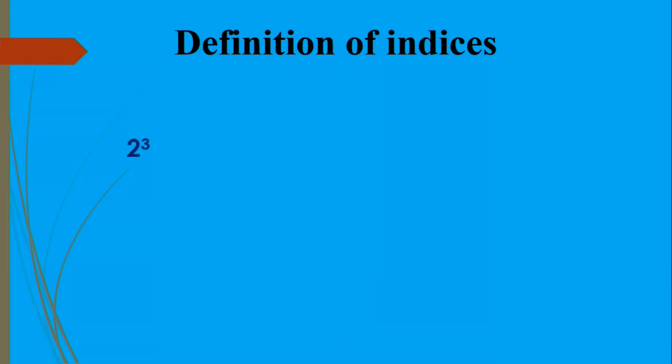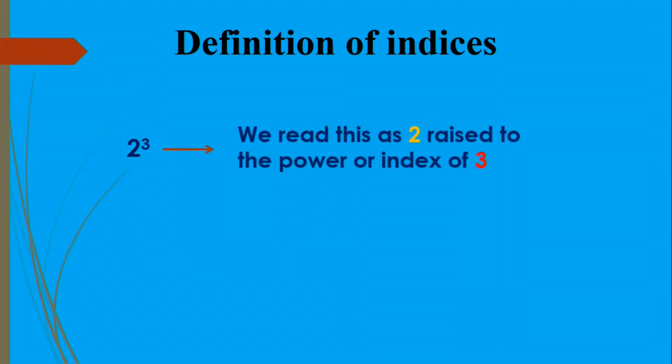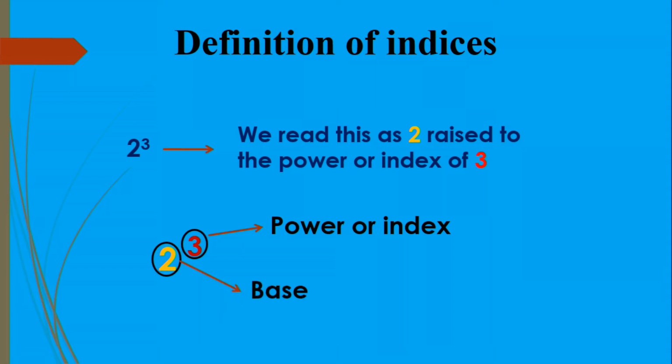Consider this number. We read this number as 2 raised to the power or index of 3. This number 3 is called the power or index, and the number 2 is called the base. Note that we say one index, many indices. So in this chapter, we're going to deal with manipulation of indices.